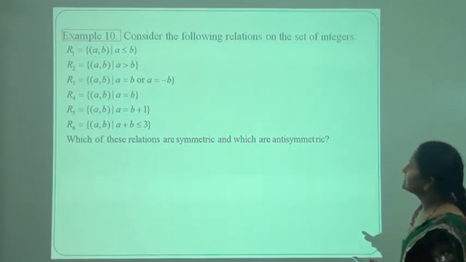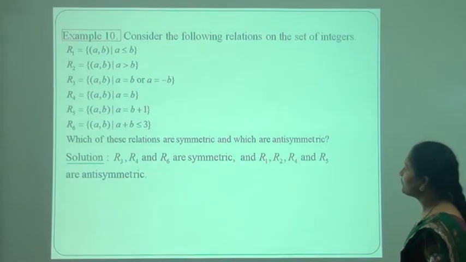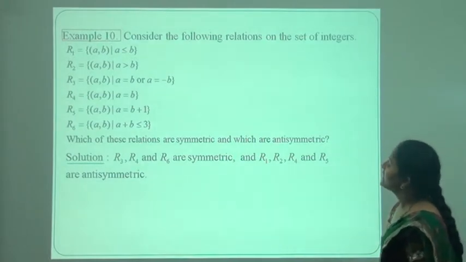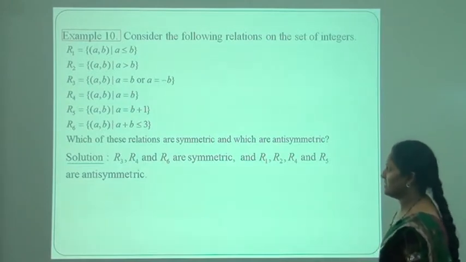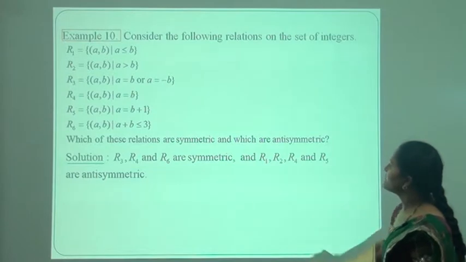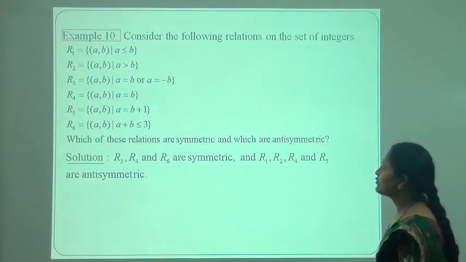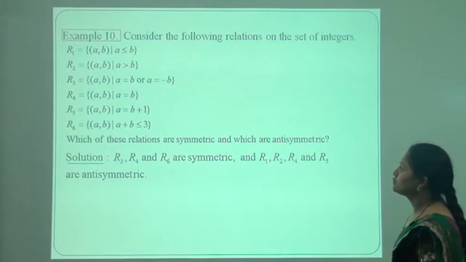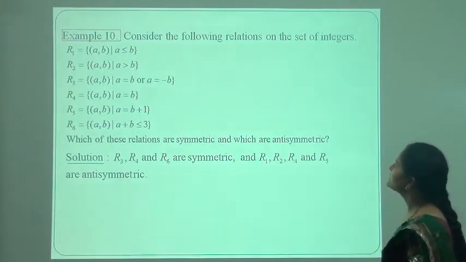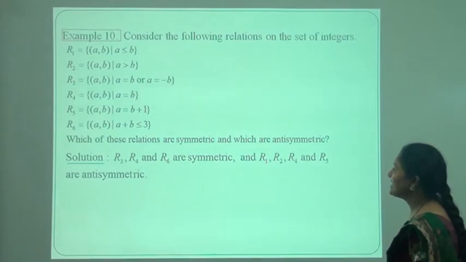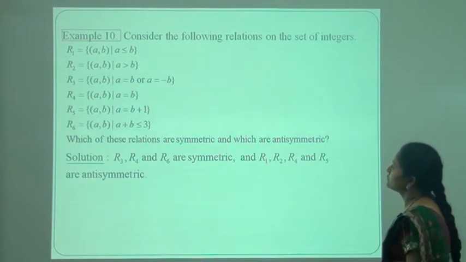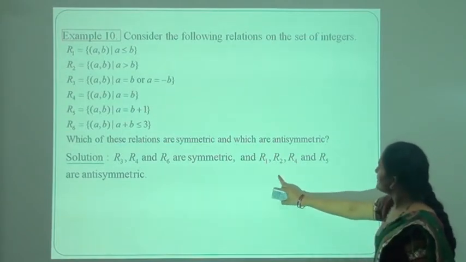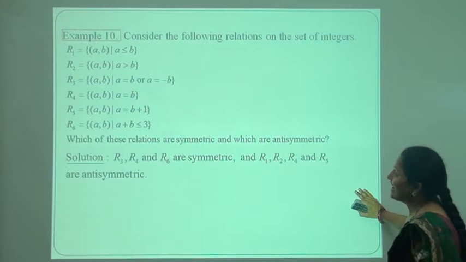In these cases, R3, R4 and R6 are symmetric. In R3, whatever we take, a equal to 3 or minus 3, we can take it in a symmetric position. For R4, a equals b, whatever we take, 1 is equal to 1, 2 equal to 2, so this must be symmetric. For R6, a plus b less than or equal to 3: 1 plus 2 less than or equal to 3, 0 plus 2 less than or equal to 3. Similarly, R1, R2, R4 and R5 are antisymmetric. We can take the opposite of this.